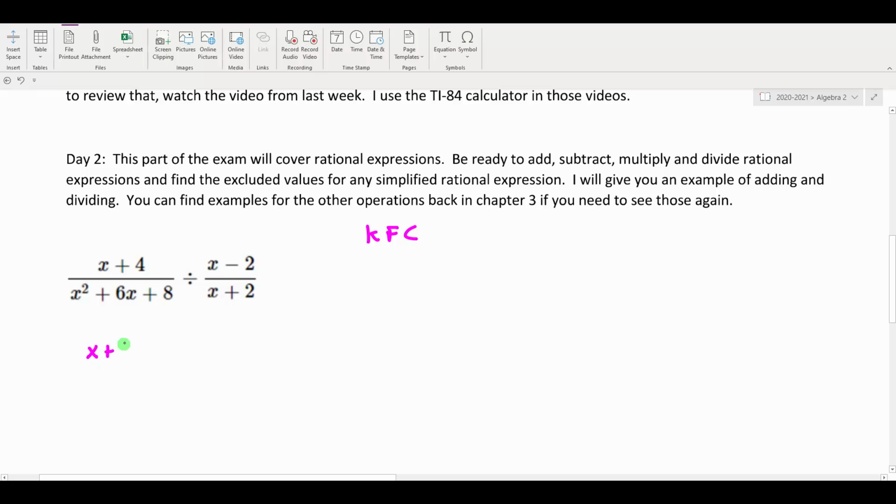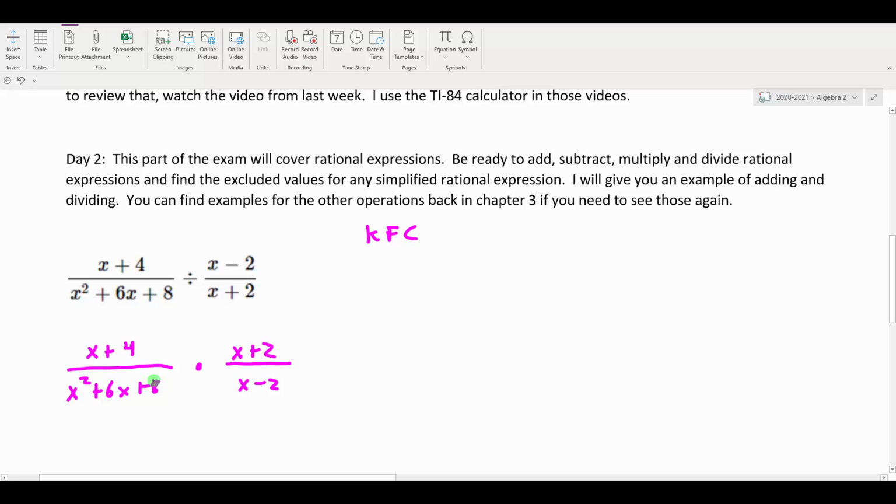So I'm going to write x plus 4 over x squared plus 6x plus 8. We're going to flip the second fraction. So I'm going to take this second fraction and flip it. The x plus 2 is going to go on the top. The x minus 2 is going to go on the bottom. And then the C stands for change. We're going to change the operation to multiplication.